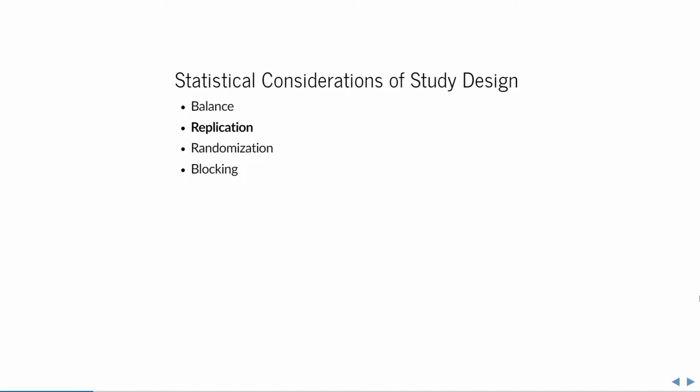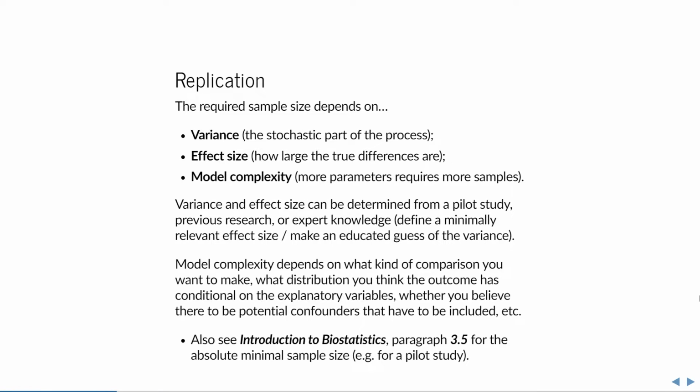Right, next we're going to talk about replication. So the required sample size depends on the variance, so the stochastic part of a process, the effect size, so how large are the true differences in the population, but also on the model that you're going to use to analyze the results, because if your model has more parameters, then you need more samples to estimate all of those parameters. So variance and effect size can be determined from a pilot study if it's available, or from previous research, or even just from expert knowledge.